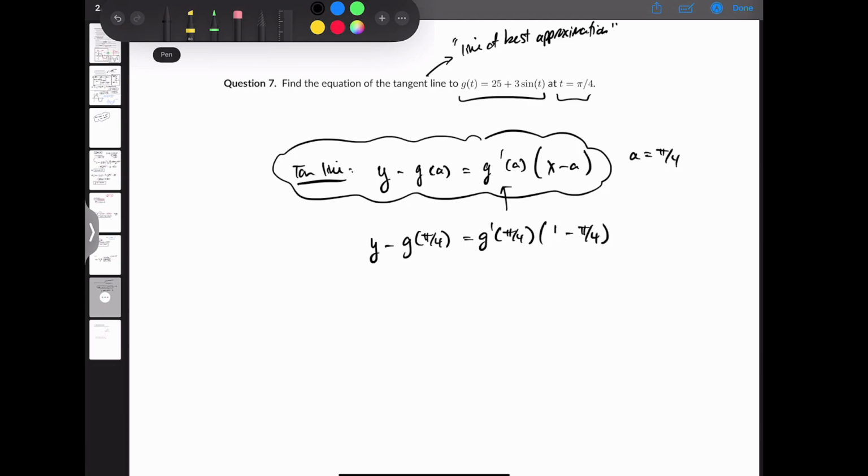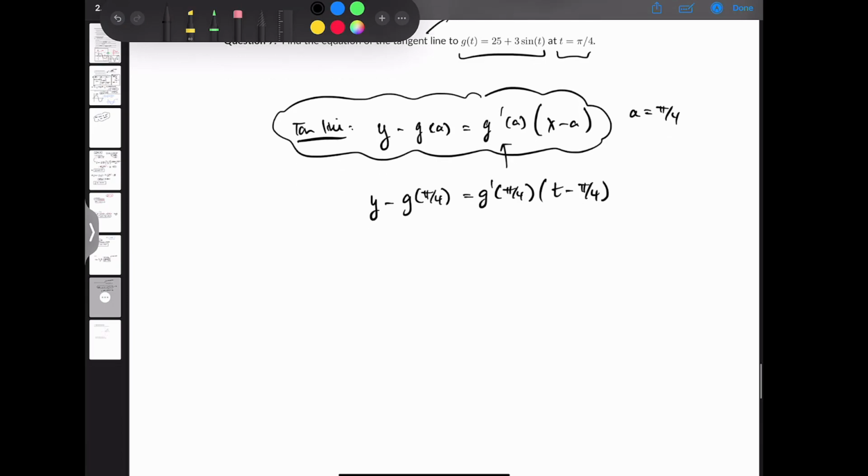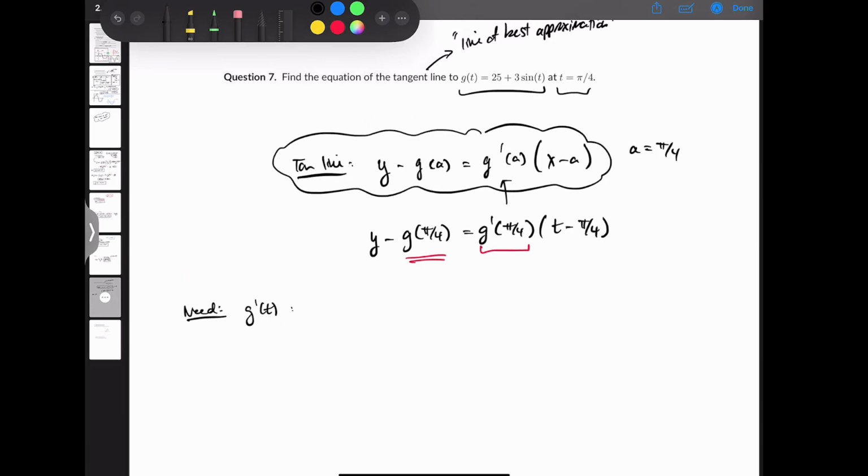And here our x is what? T. So this is what we're on the lookout for. Usually this is the toughest part to find because this is just finding the value of the function, which we have. So finding g prime, need g prime of t. G prime of t is simple to find. G prime of t is the derivative of 25 plus 3 sine t, which is the derivative of this is 0, and the derivative of this is just 3 cos t.